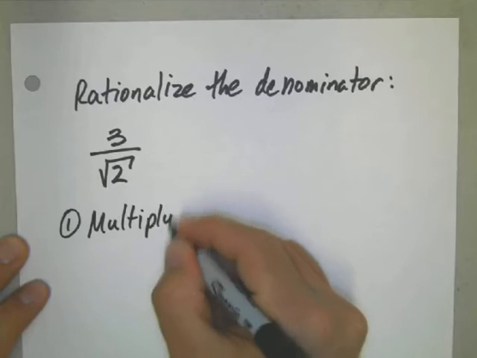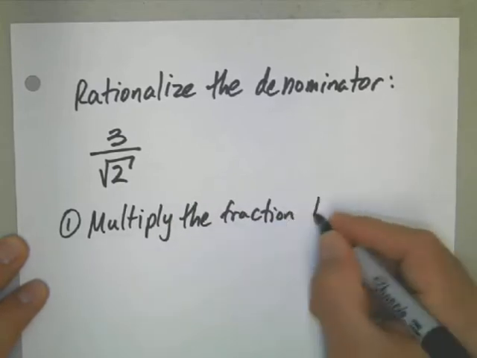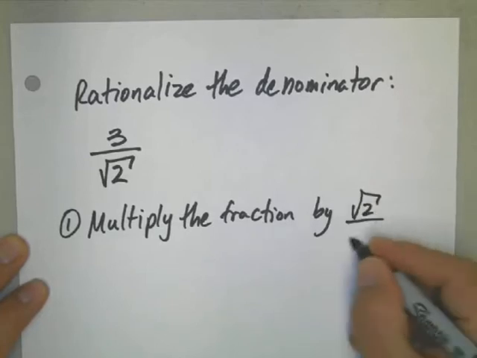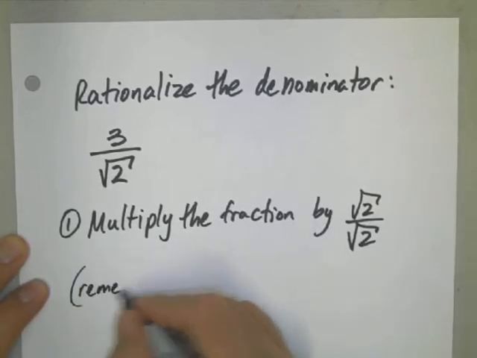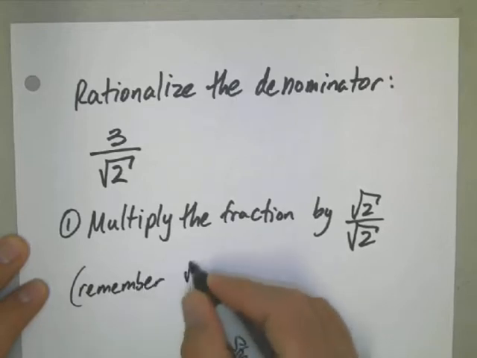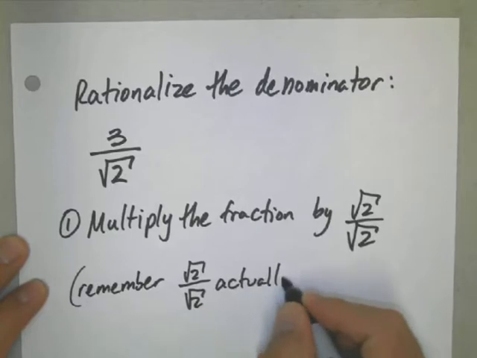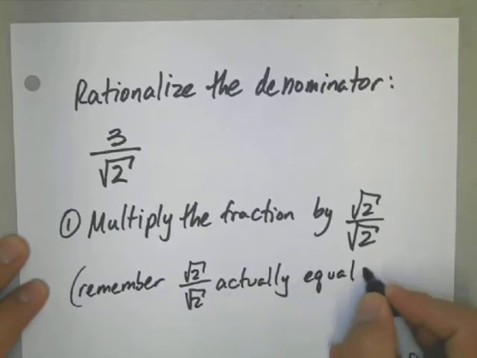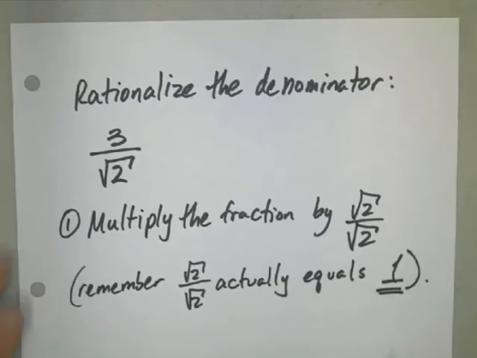And our first step, and I do want you to write down first step, you will multiply the fraction by the square root of 2 over the square root of 2. And I want you to remember something. The square root of 2 over the square root of 2 is actually equal to 1. So it's okay to multiply the fraction by the square root of 2 over the square root of 2 because it doesn't change the fraction at all.